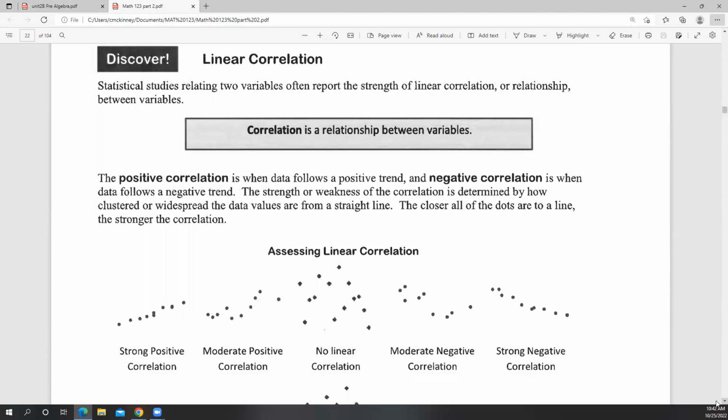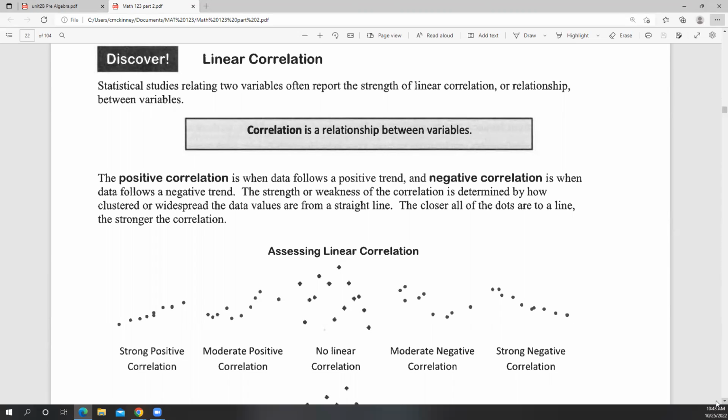So here we have something called linear correlation. Linear, we know to mean straight line. And then correlation is a relationship between variables. And like that positive negative trend that we just talked about, positive negative correlation. But these are not going to be a perfectly straight line because they're called a scatter plot, right? The stronger the correlation, the closer the dots are going to be to actually making a straight line.